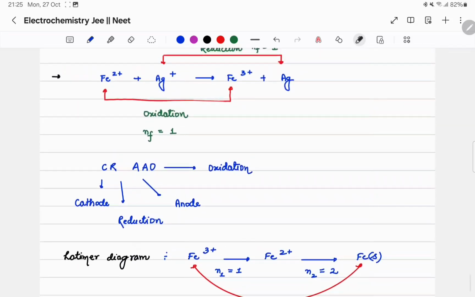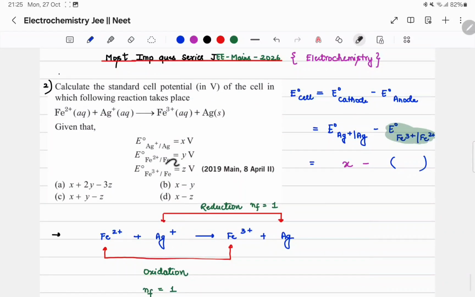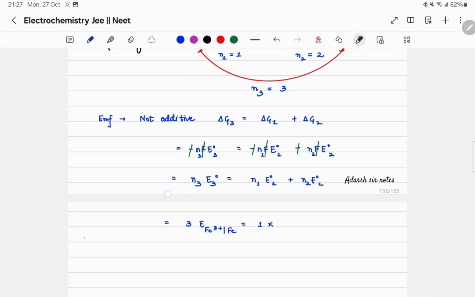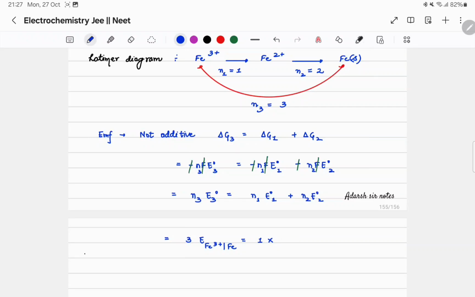For this, the SRP value is already given. Check it: Fe3+ to Fe2+, how much volt? Z volt. So E naught 1 we can write as E naught Fe3+/Fe2+. What is n2? N2 is 2. So I can write 2 multiplied by E naught for Fe2+ to Fe solid. Now our question is done.